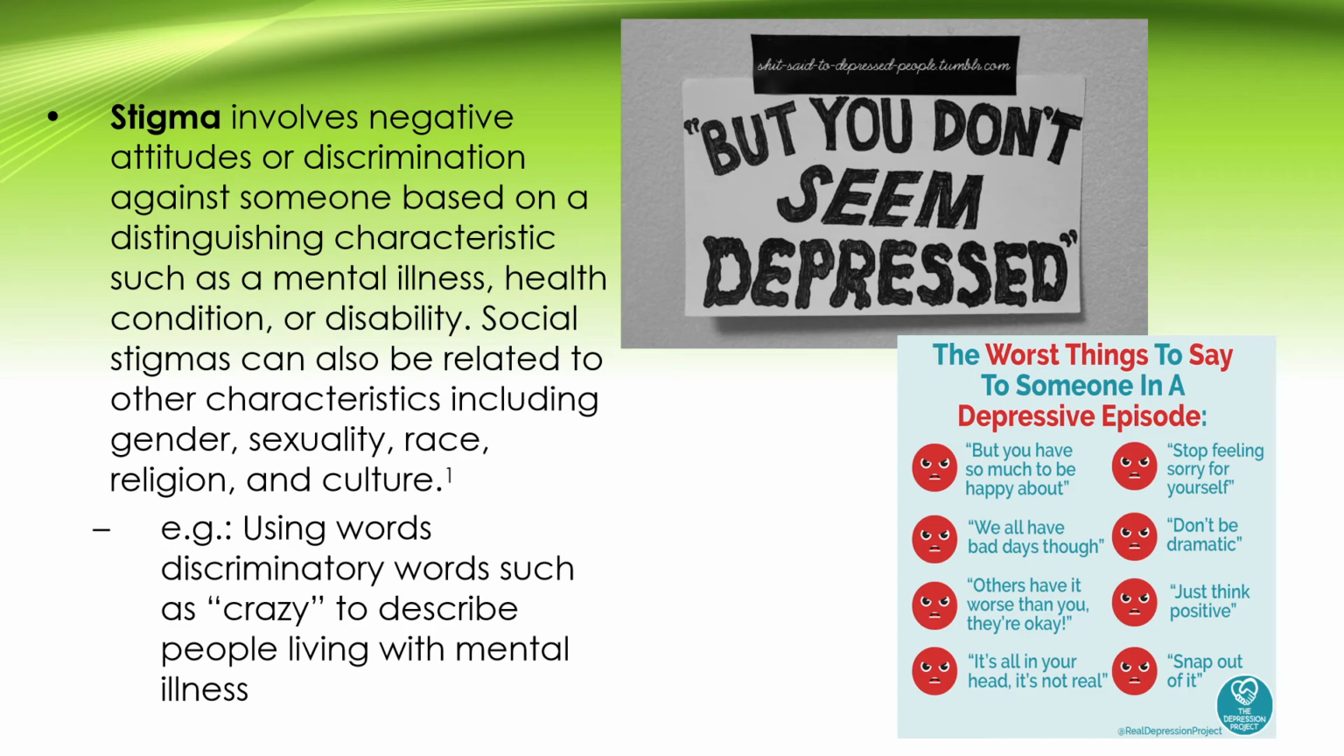Next, stigma. It involves negative attitudes or discrimination against someone based on a distinguishing characteristic such as mental illness. For instance, people living with depression are often stigmatized. They are often called dramatic and lazy, and their feelings are disregarded, and of course, they are also being violated. Another example of this is people who are diagnosed with schizophrenia. Usually, they are labeled as crazy. In general, those who have mental illnesses are being called crazy, and this is an example of stigma.